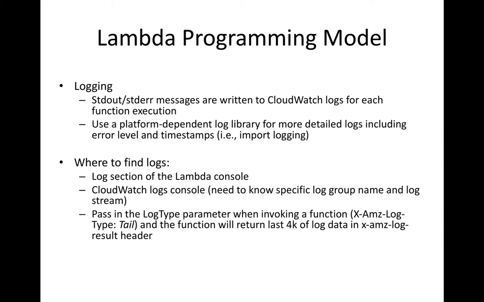I mentioned earlier that when we're monitoring Lambda functions and doing troubleshooting work, we can log information out to CloudWatch logs. The way that works in terms of programming and designing a Lambda function is that anything that is written to standard out or standard error by the Lambda function is going to be written automatically into the CloudWatch logs. Every time the Lambda function is invoked, anything written to standard out or standard error is written to a CloudWatch log group.